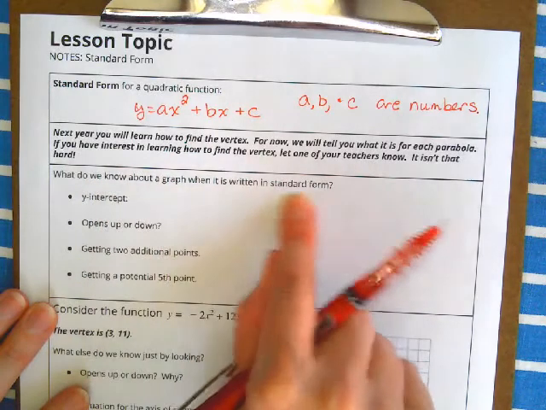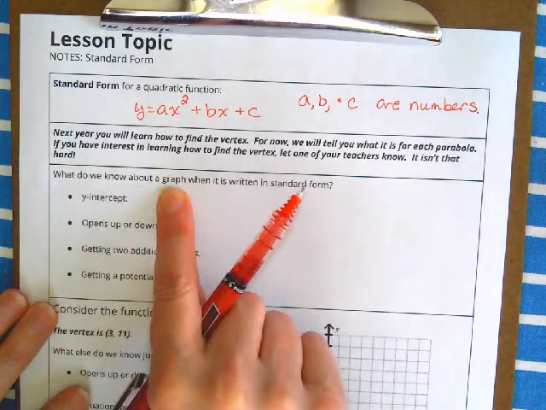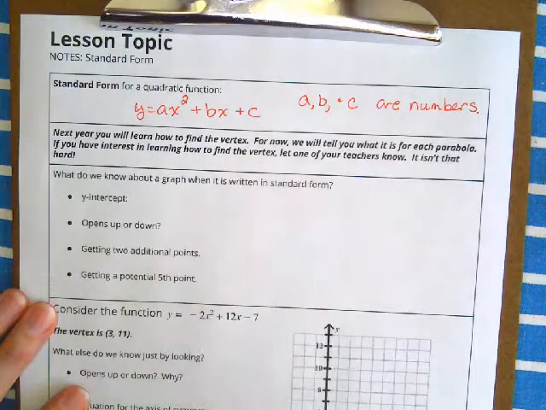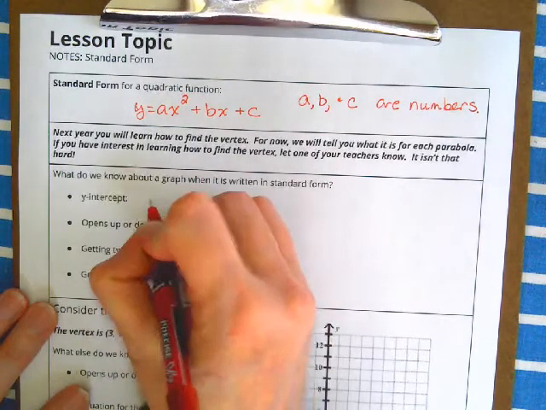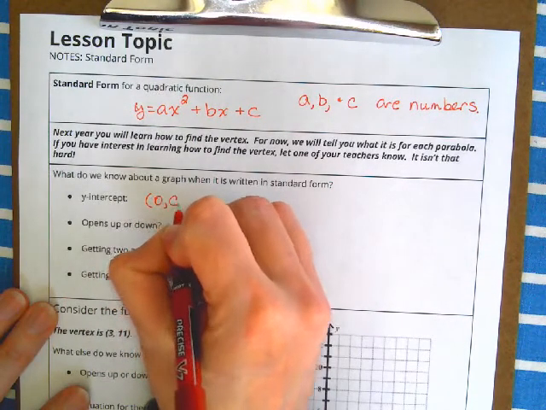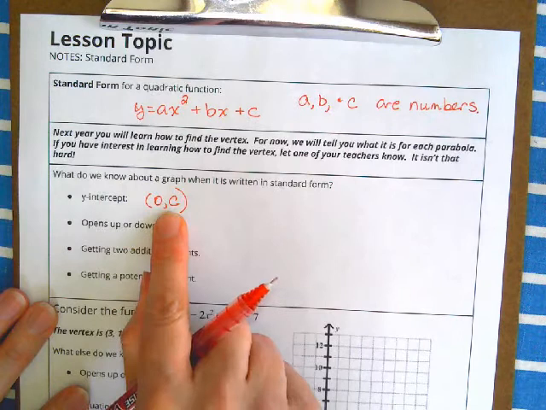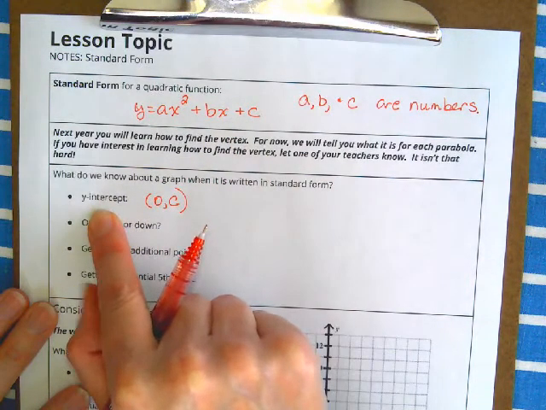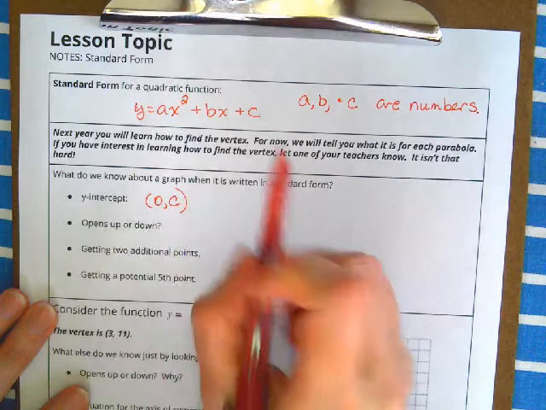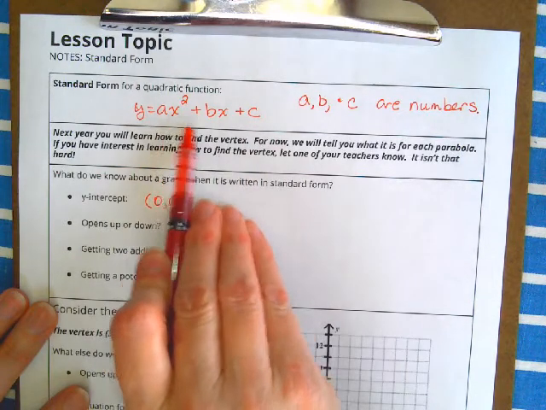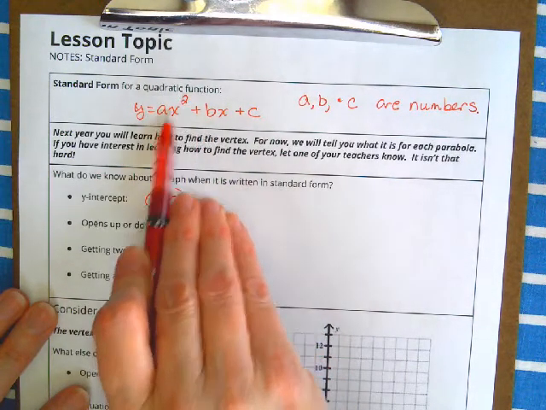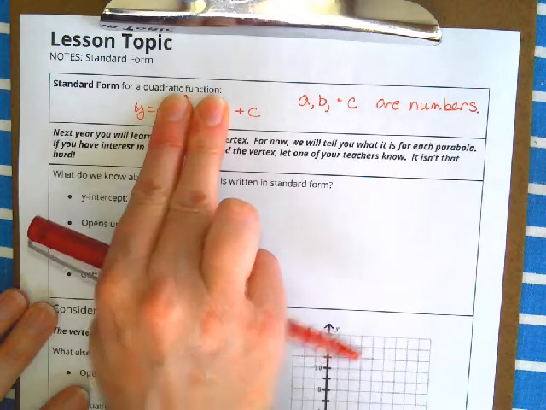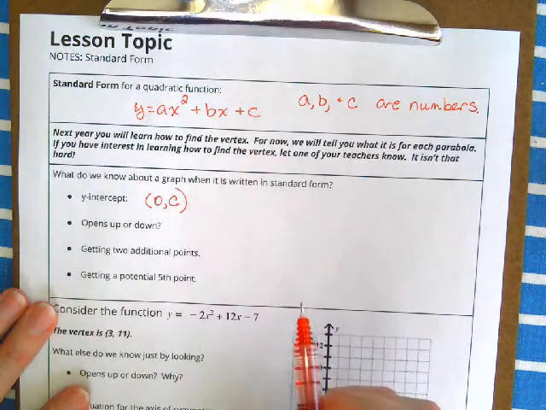Excuse me, this should actually be written a little bit better. What do we know about a graph of a quadratic when the function is written in standard form? That would be a better way to state that. The y-intercept is always going to be (0, c), because remember, the y-intercept is what we get when x is 0. If we put 0 in for x here and here, both of these terms will go away, leaving us just with c. So c would be the y-intercept.